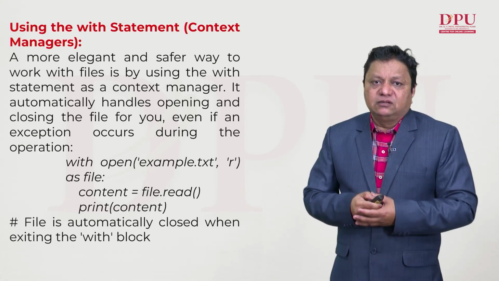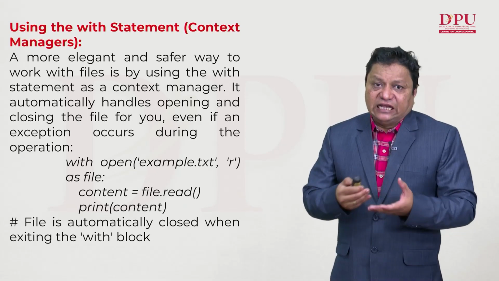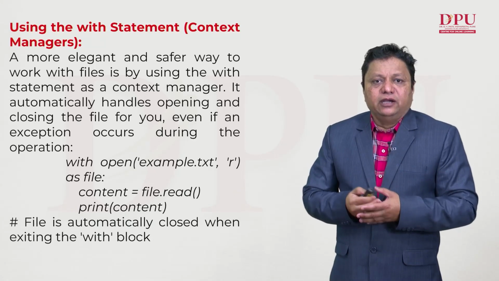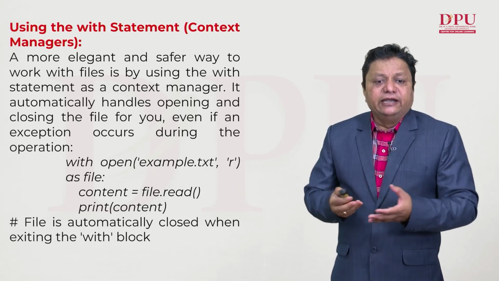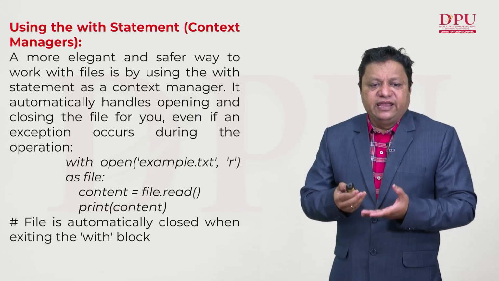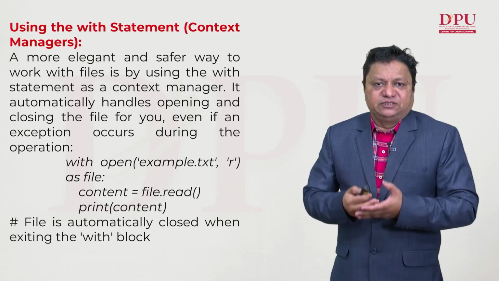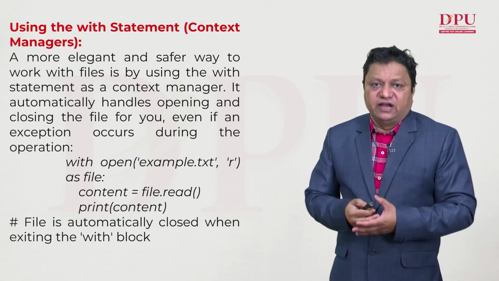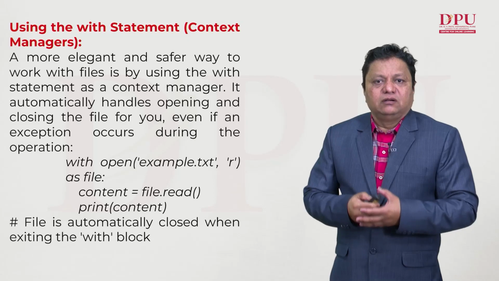So, with the with keyword, I am opening the file example.txt in r mode as file. Now, I am reading the content by using the read function and storing the content into the content variable, and after that by using the print function, I am displaying the content of the example.txt. So, here the file is automatically closed when exiting the with block. So, here I do not need to close the file. Even if an exception occurs, the context manager will take care of closing the file. So, that is the main advantage of using the with statement with files.